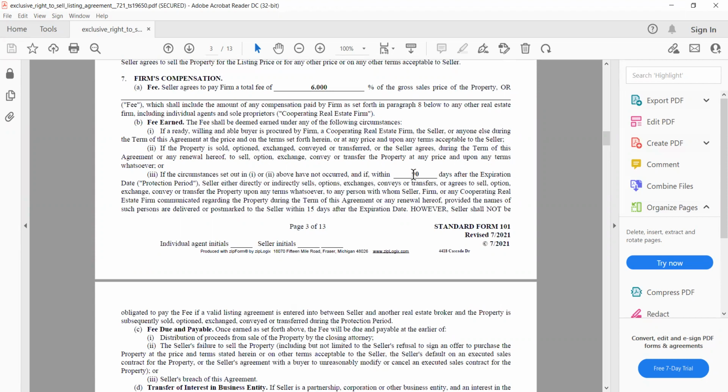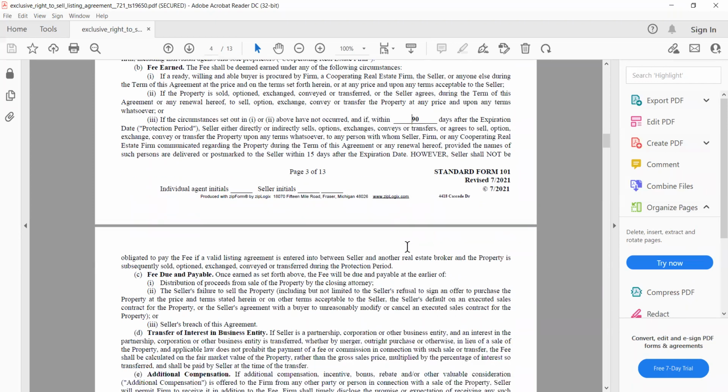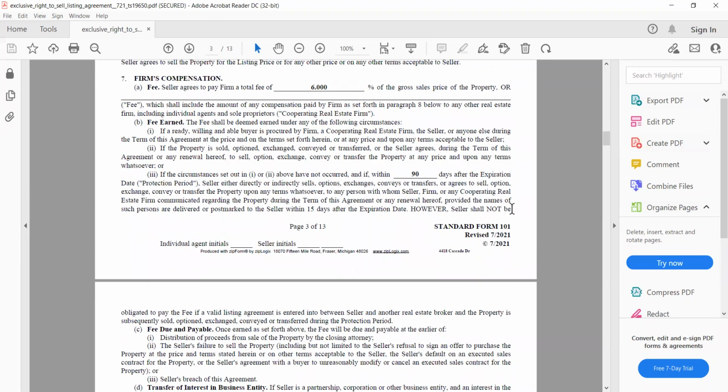And I've got a 90-day grace period here. When this agreement expires and that seller contacts one of those buyers that I brought to them and sells them the house without using another agent, then I'm owed. I can go after a commission. However, if this agreement runs out and they sign a new agreement with another agent, and then a buyer that had come to see it during my agreement shows up the second time, and they buy the house, I'm not owed a commission.